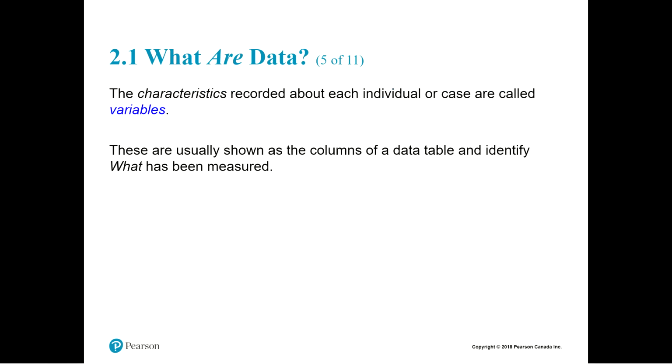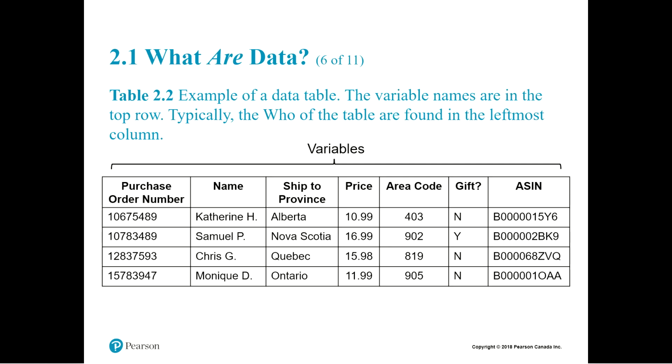Here is another example of a data table. The variable names are in the top row, right there. These are variables. Typically, the who of the table are always found in the leftmost column, as we saw before.